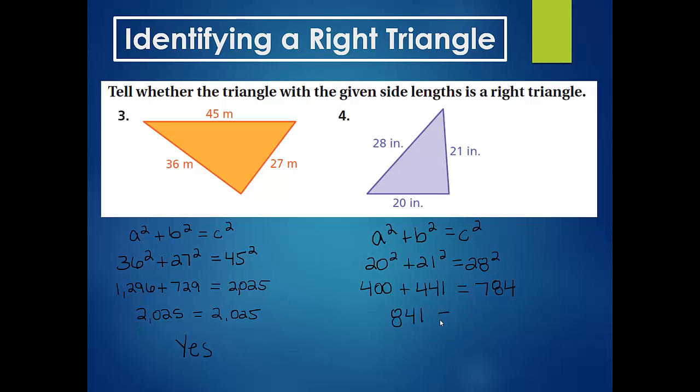400 plus 441 is equal to 841, and that is equal to 784. You can see that 841 is not equal to 784. So this would not be a right triangle because these side lengths that we have do not allow us to do A squared plus B squared equals C squared. And in order for the Pythagorean theorem to work, we have to have a right triangle. So this would be no. This is not a right triangle.